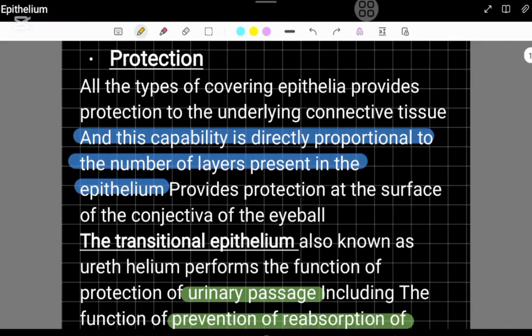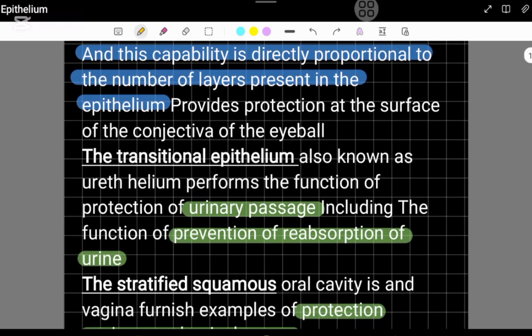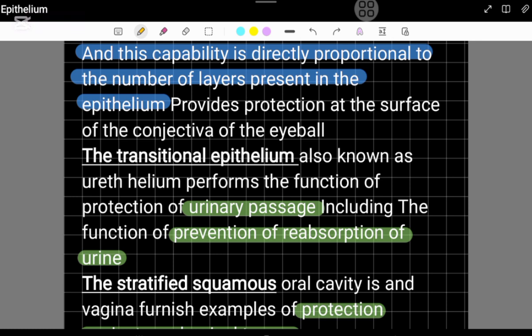Protection: all types of covering epithelium provide protection to the underlying connective tissue, and this capability is directly proportional to the number of layers present in the epithelium. You all know that the more layers present, the more protected the thing under it would be. Suppose I have to protect my stylus pen, so in order to protect it, I put a cover over it. The thickness of the cover depends on the protection needed. If the thickness is more, my stylus pen is more protected, but if the thickness is less, then it is less protected. If it falls, it's most likely to get damaged. Same goes for your screen protector. That's the most convenient example.